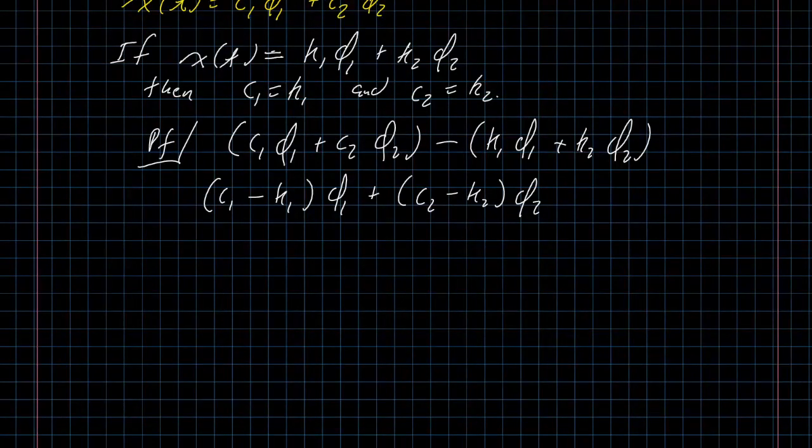And then think about what I did. I took a representation of x of t and another representation of x of t, and I subtracted them. So I have a linear combination of these two functions equal to 0.